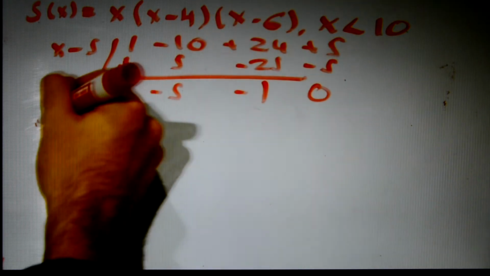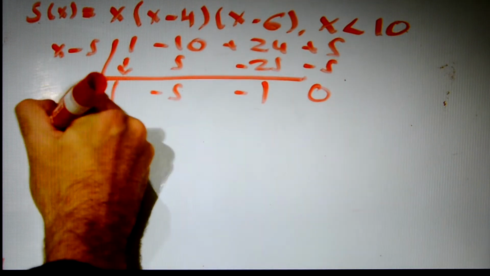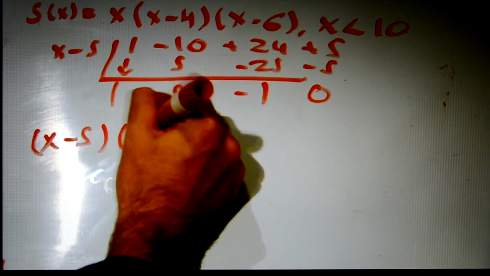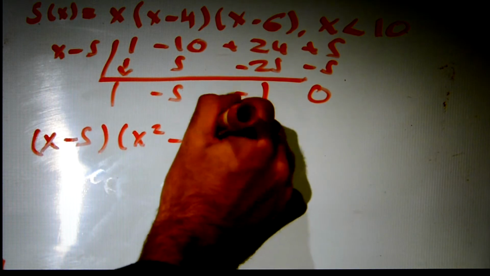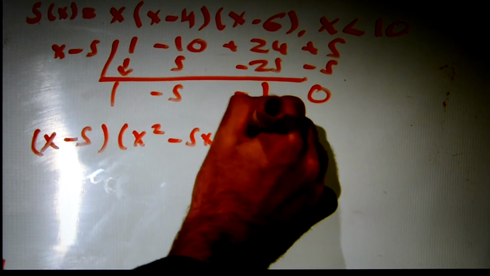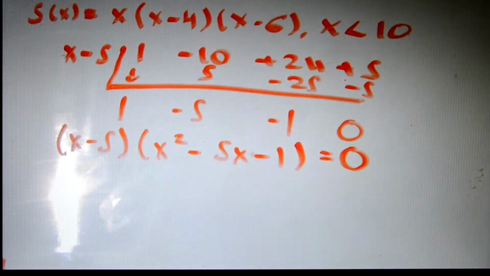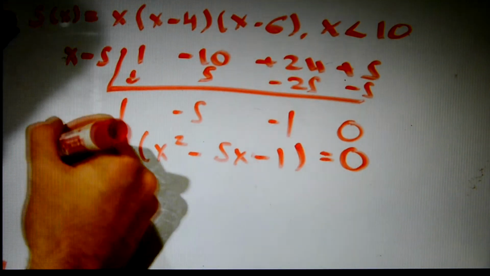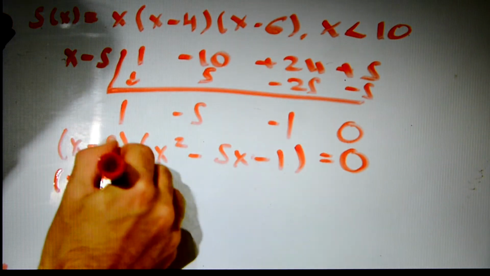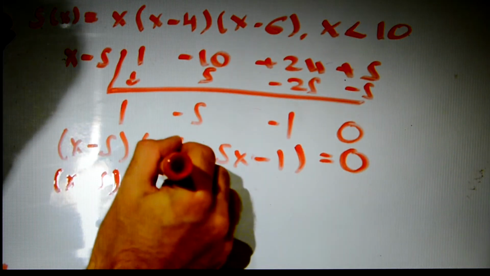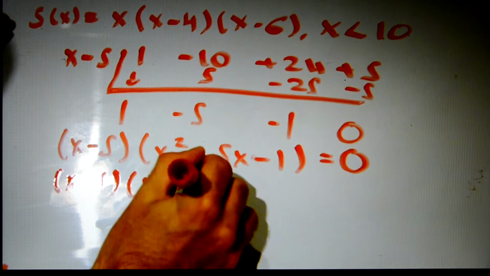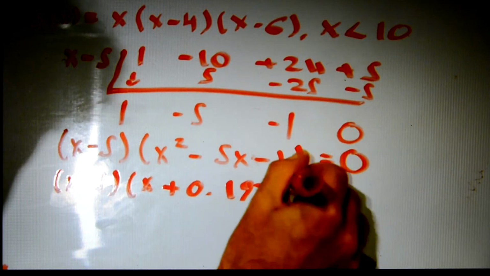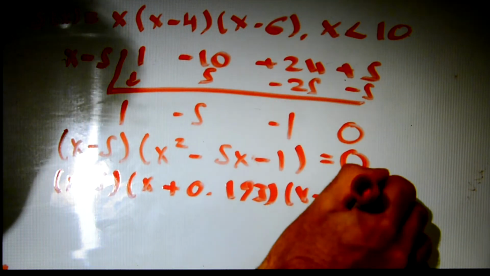Therefore proving that x minus 5 is a factor, and also giving us the quadratic function of x squared minus 5x minus 1. To find our other two roots, we must now factor the quadratic, leaving us with our first factor of x minus 5, x plus 0.193, and x minus 5.193.